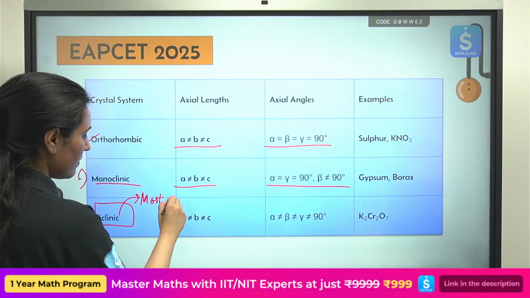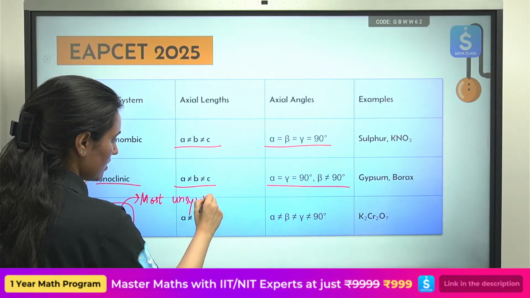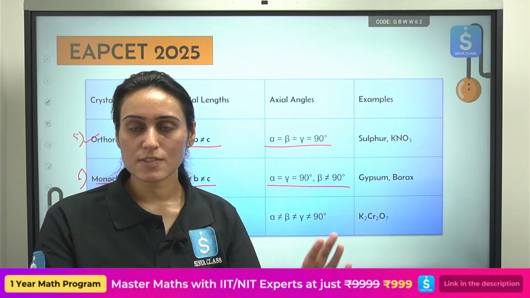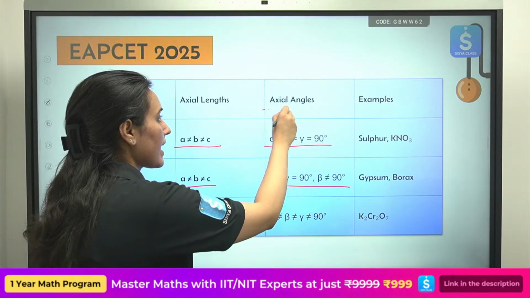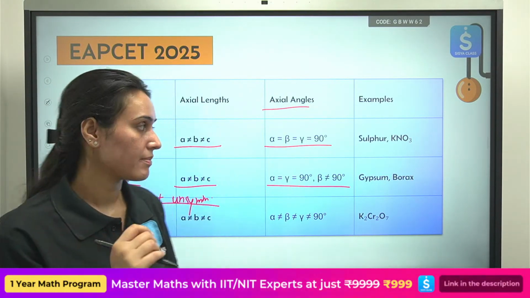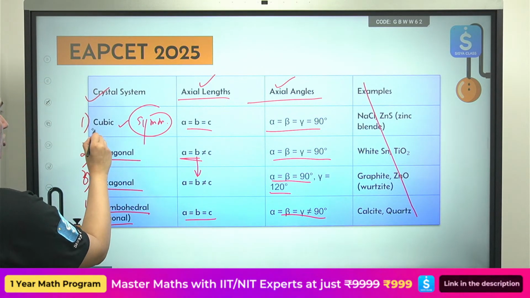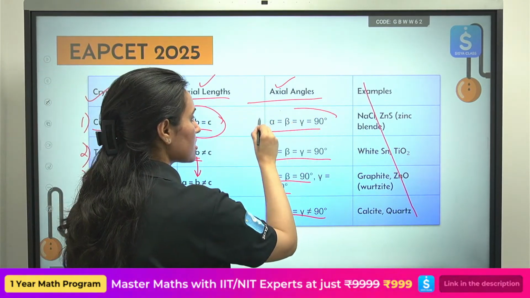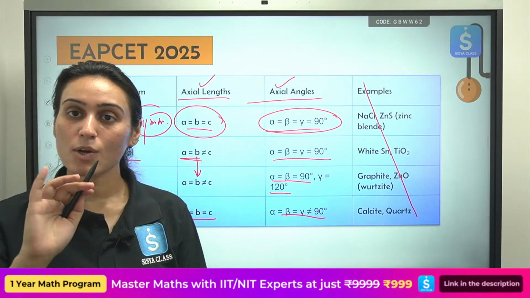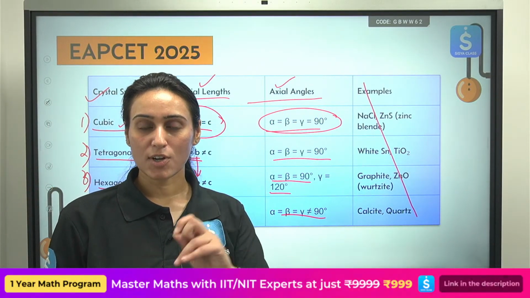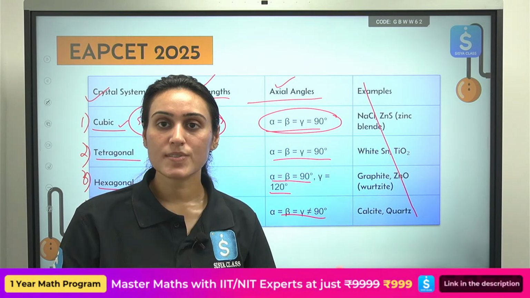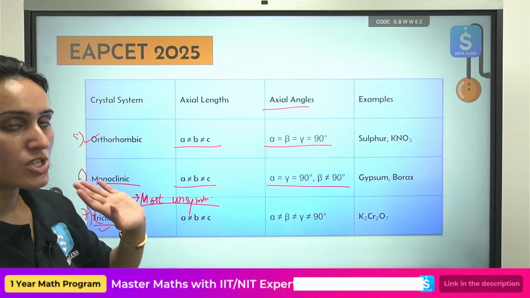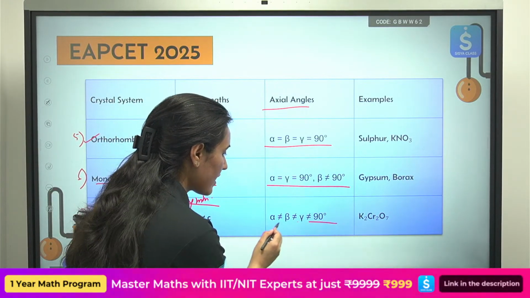most unsymmetrical crystal system. Your cubic system was most symmetrical, right? All the axial lengths were same. All the axial angles were also same and equal to 90 degree. Cubic system symmetrical completely. All edge lengths are same, all the axial angles are exactly same and equal to 90 degree. Now we are talking about the most unsymmetrical system. Triclinic, none of the axial lengths are same, none of the bond angles are same.